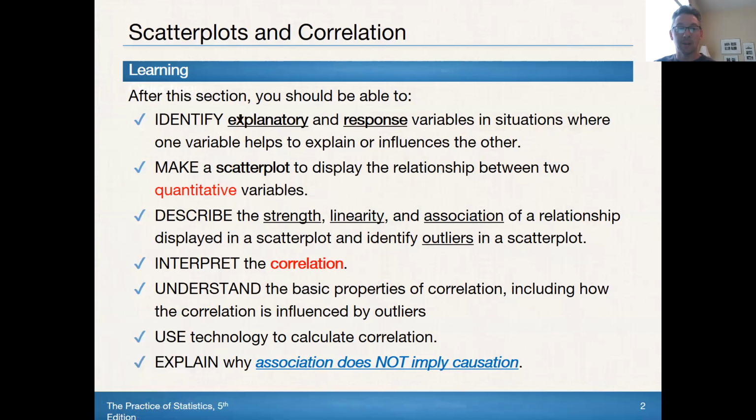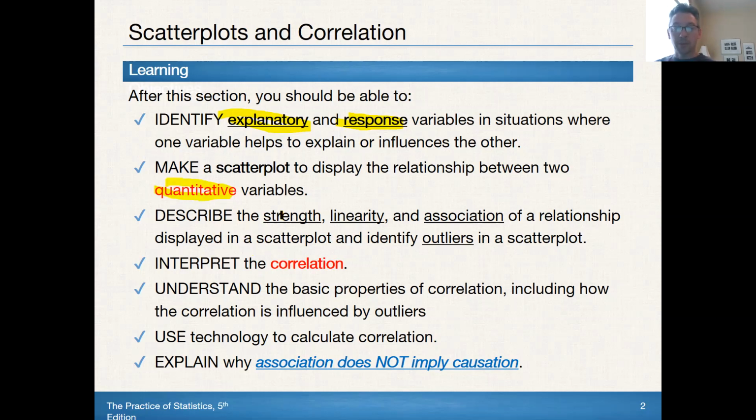When we look at a scatterplot, there's always two variables, something called the explanatory and something called the response variable in every situation. And so we want to be able to identify those. We also want to be able to make the scatter plot, do it on our calculator. Everything that we do with scatter plots, it always is quantitative variables. So it has to be two variables that you can measure. They cannot be categorical variables.